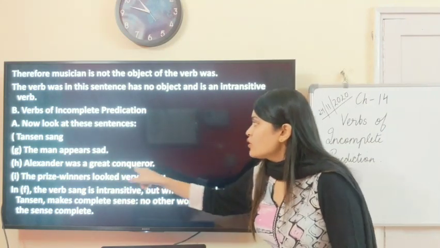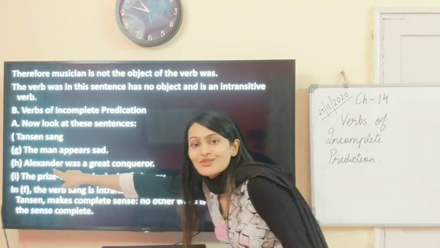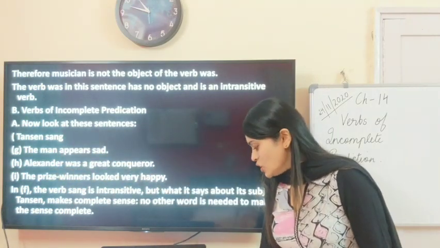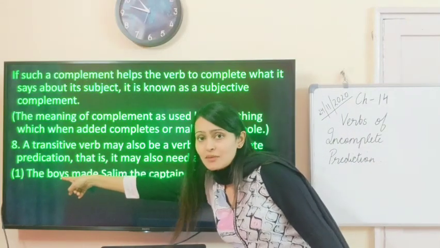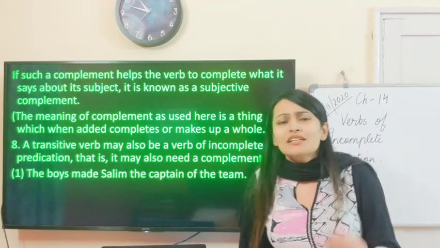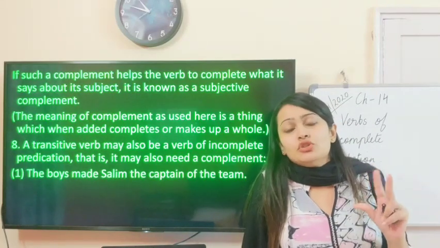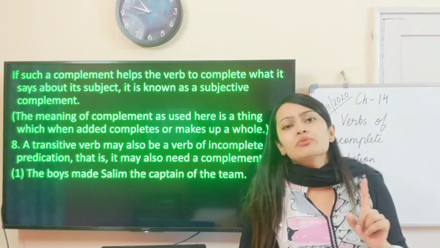It was a great conqueror. Okay, it was telling about the subject. So it is a subjective complement. Over here, they are telling about Salim. It is not telling about the subject. It is telling about the object. So this is an objective complement. It is a very easy topic, children. You need to see again and again my video and you will be thorough with this topic.